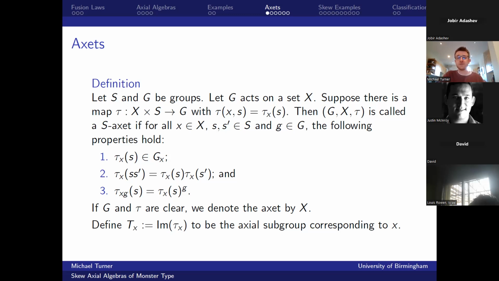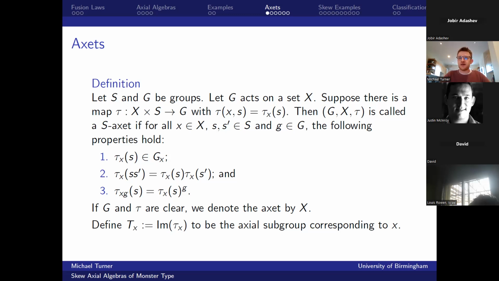We're also going to have a map which takes an element from X and an element from S and maps it to G. And for ease of notation, we use tau_x of s, written as T_x of s, equal to tau sub x of s. Then the triple G, X, and tau is called an S-axet if it has three properties.